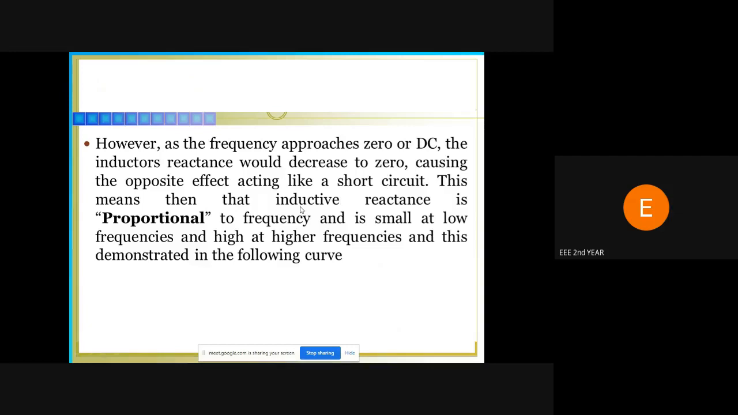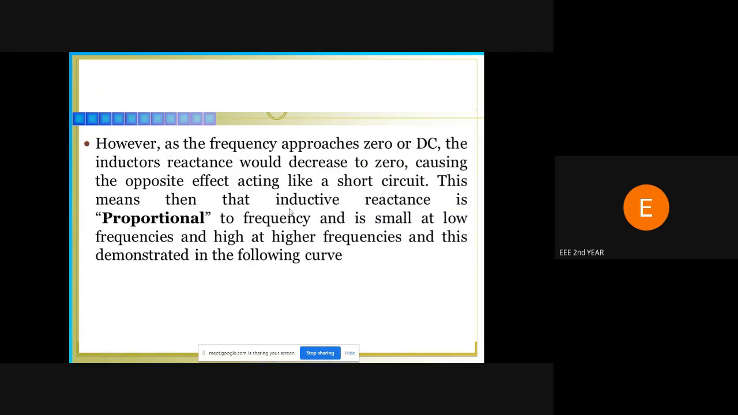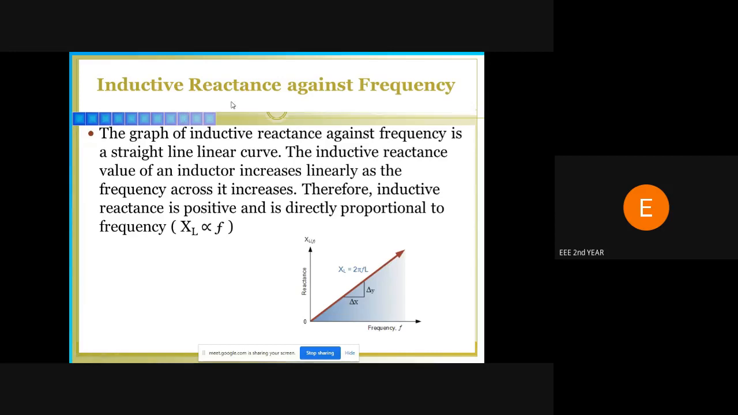So this means it is directly proportional. That is what is explained here, that XL is directly proportional to your frequency. Your inductive reactance is directly proportional to your frequency, and it is very small at low frequencies and high at higher frequencies. It is demonstrated by the curve of inductive reactance against the frequency. See here the reactance compared with your frequency. When you compare these two things, it produces a linear curve, a straight line.